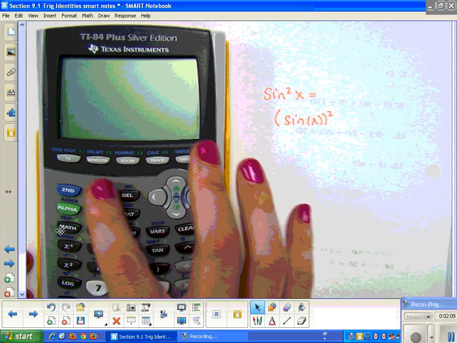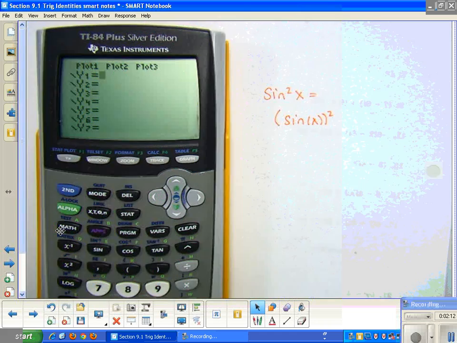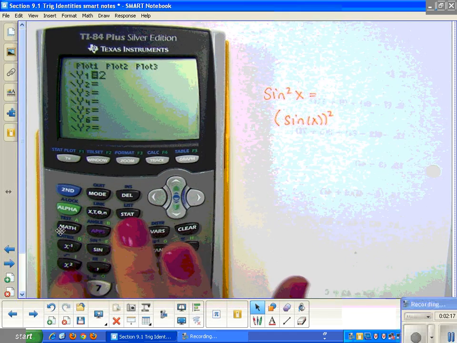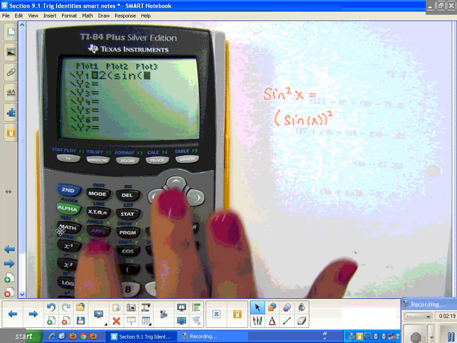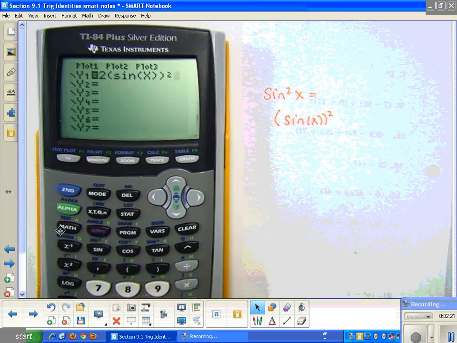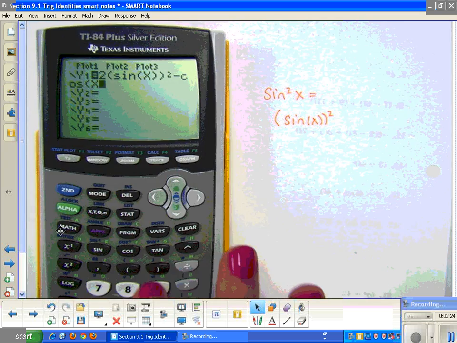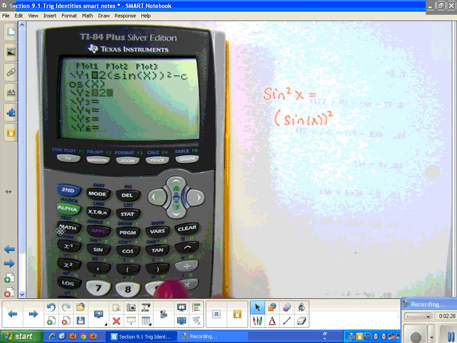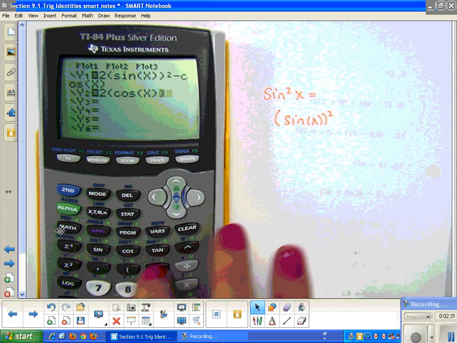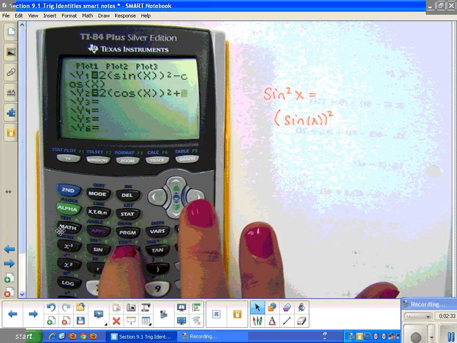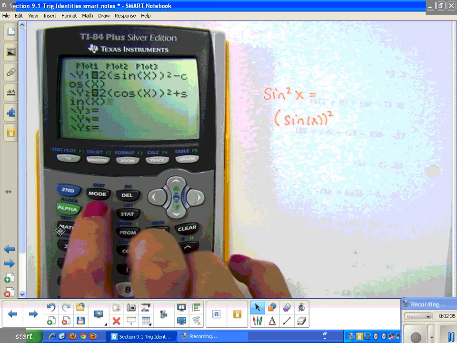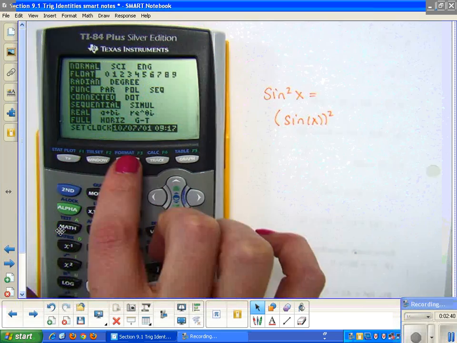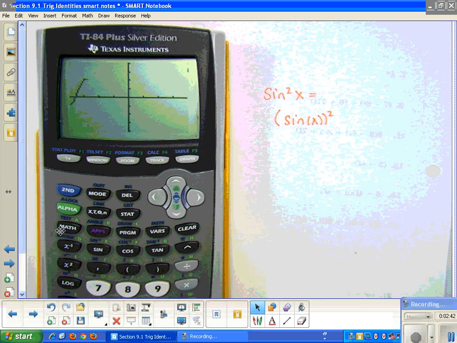In my y equals, I'm going to plug the left side of my equation into y1 and the right side into y2. So 2 and then parentheses sine x close parentheses squared minus cosine x. And again, don't forget to close that parenthesis there. Then in y2, I have 2 parentheses cosine x squared plus sine x. I want to make sure my mode is in radian mode. If it's not, make sure you change it over. Then I'm going to hit zoom 7 because that gives me a nice trig window.